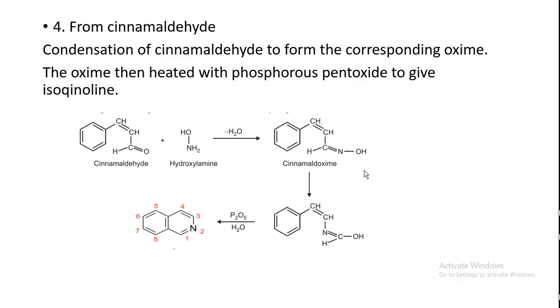That is from cinnamaldehyde. This is the structure of cinnamaldehyde. Cinnamaldehyde condenses with hydroxylamine to form the corresponding aldoxime, C double bond NOH. This aldoxime is then heated with phosphorus pentoxide, P2O5, to give isoquinoline.